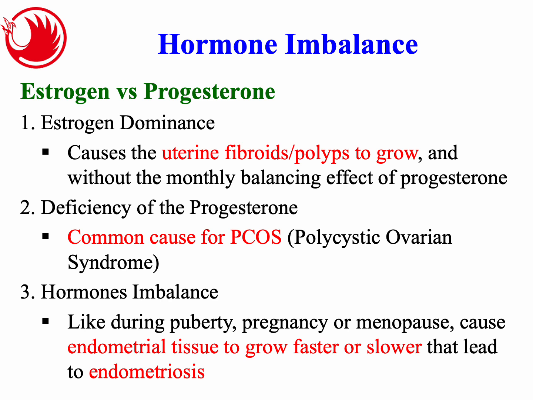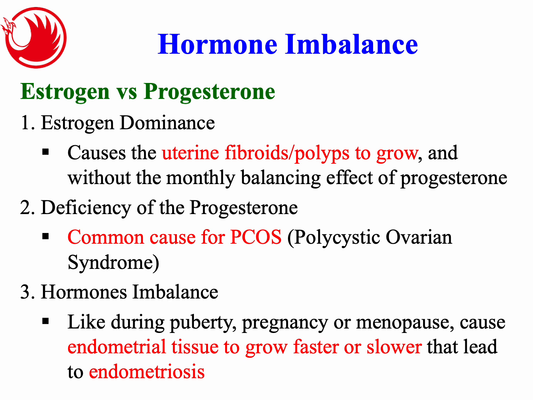Third is the hormone imbalance. Hormone imbalance can lead to a condition like endometriosis. Because during puberty, pregnancy, or menopause, imbalance can cause endometrial tissue to grow faster or slower.